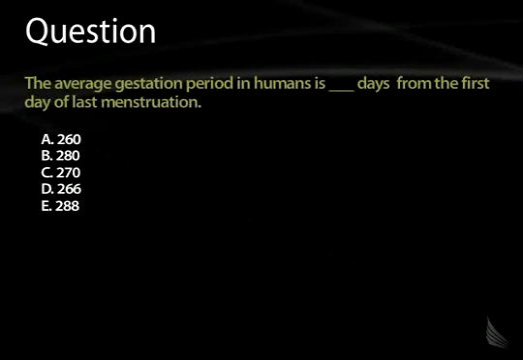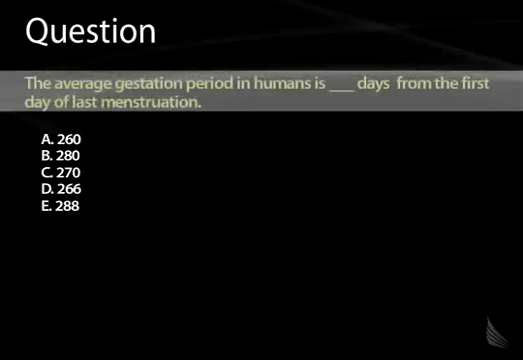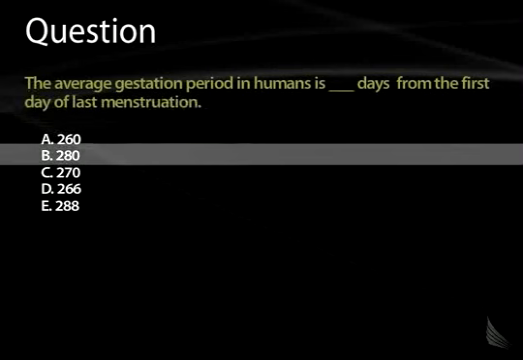Let's start by focusing in using a question. The average gestational period in humans is how many days from the first day of the last menstruation? Concentrate and think about your answer, and then we'll move on. 280 days is the response that we're looking for.